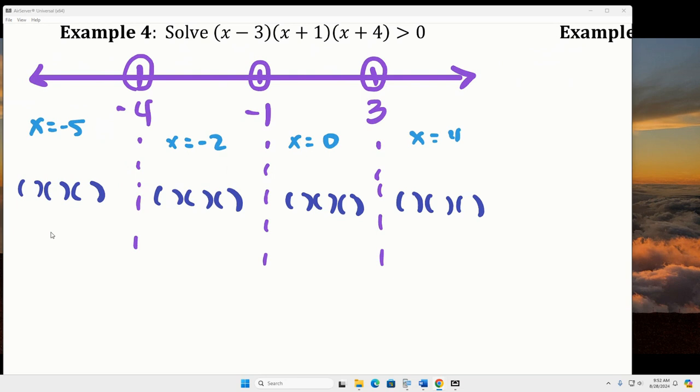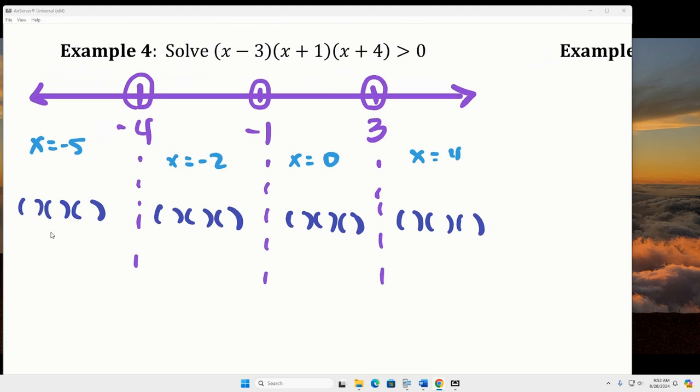Right, and so when I plug them in, I'm just going to plug them into each factor individually. And you don't care about what number you get. All you care about is if you get a positive or a negative. So if I take -5 and I put it in for this x, am I going to get a positive or a negative value? -5 minus 3. A negative. So anytime you have a negative and you subtract from it, it's negative. It makes it more negative.